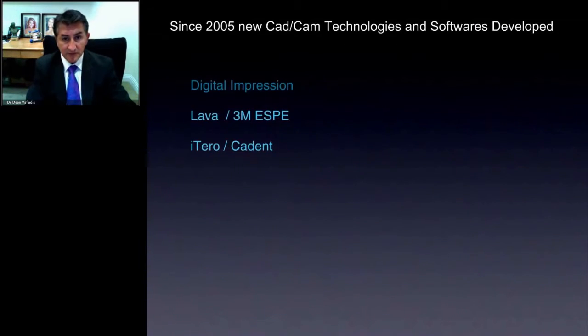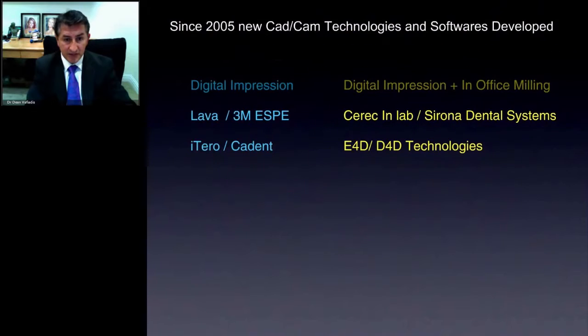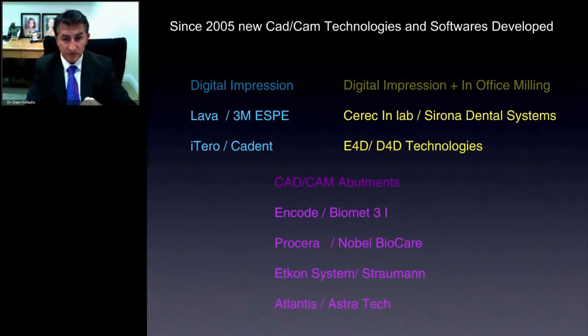Since 2005, the major companies right now are Lava, which makes the 3M software, which is a digital scanner. The iTero Cadent is also a very good scanner. The digital impression and in-office milling has been CEREC InLab, and now we have the E4D, which is really our mainstay today for single unit restorations.